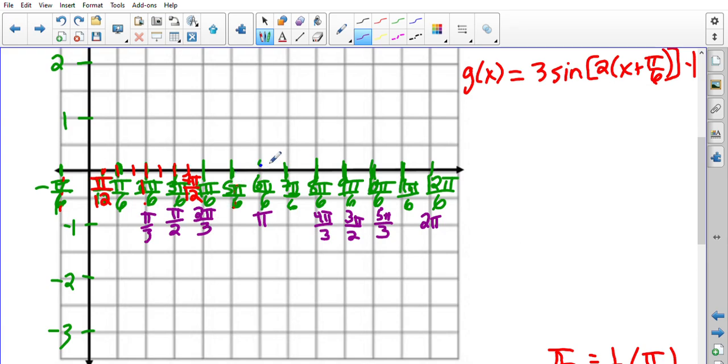5 pi over 6. 6 pi over 6 reduces to pi. 7 pi over 6. 8 pi over 6 reduces to 4 pi over 3. 9 pi over 6, 3 pi over 2 in lowest terms. 10 pi over 6 is 5 pi over 3. 11 pi over 6 can't be reduced. And 12 pi over 6, 2 pi.